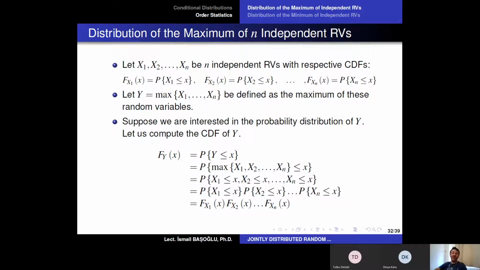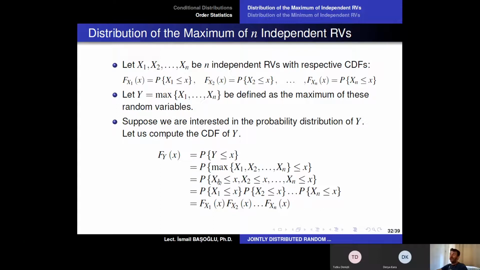Or in other words, if the maximum is less than or equal to x, all of them will automatically be less than or equal to x. Therefore, we rewrite this probability statement as the intersection of x1 being less than or equal to x, x2 being less than or equal to x, and all other random variables being less than or equal to x.